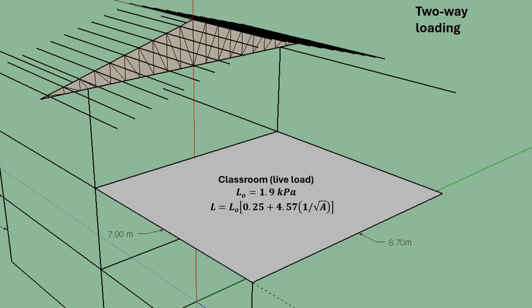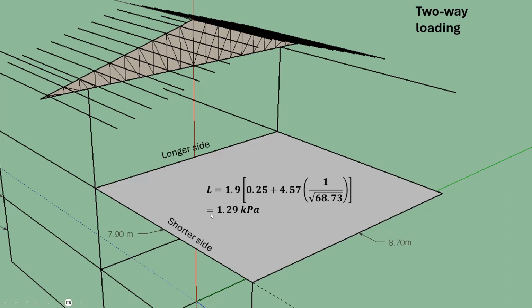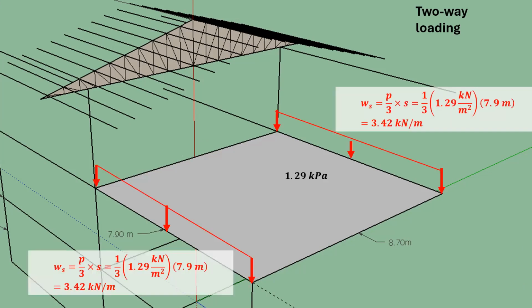two-way loading case. Pero bago yun, syempre, if for example, live load yung pinag-uusapan natin and na-determine based to occupancy na classroom, so sa code, meron kang makukuhang live load na 1.9 kPa. But take note that you have to apply live load reduction factor shown by the formula right here. And pag in-apply mo yung live load reduction factor from 1.9, mababawasan yun. Nagiging 1.4. And at this point, we need to take note which is the shorter side and which is the longer side. Because sa shorter side, we use this formula.